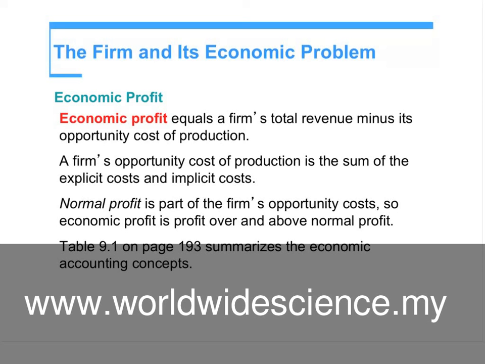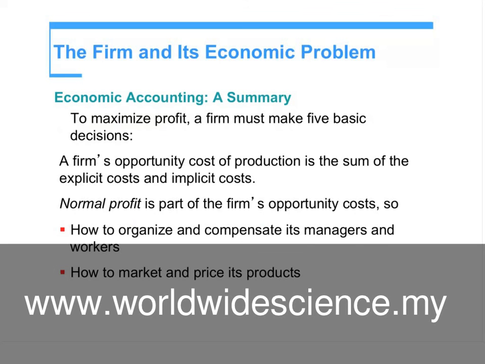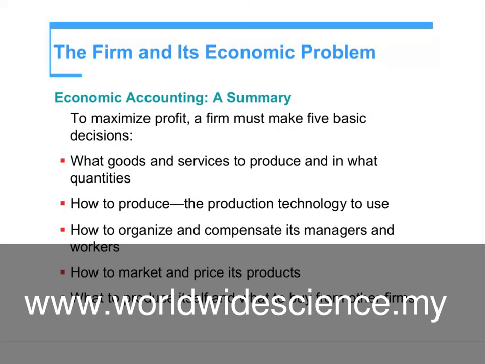So, economic accounting summary: to maximize profit, a firm must make 5 basic decisions. First, what goods and services to produce and in what quantities. As a firm, you need to decide what goods and services you're going to produce and in what quantities. And then how to produce it, the production technology that we use.